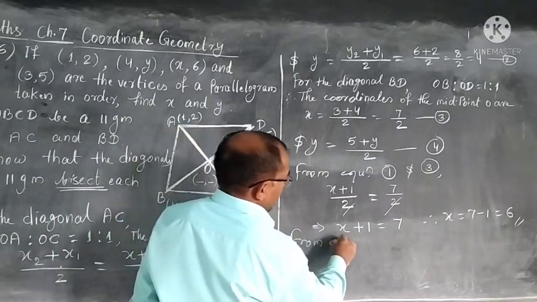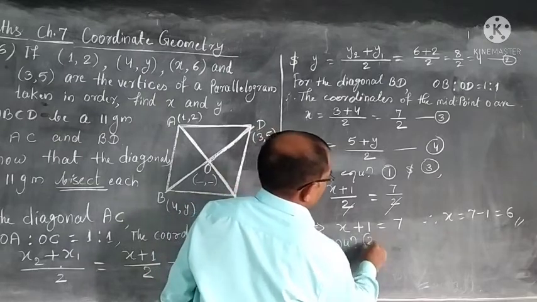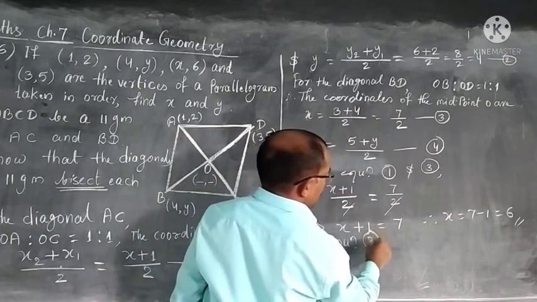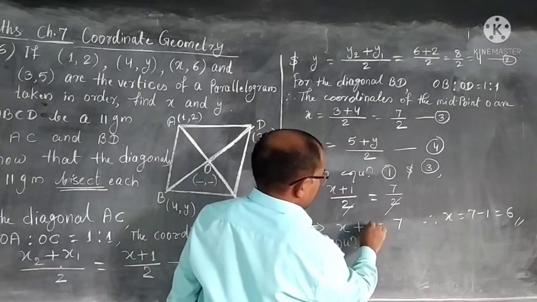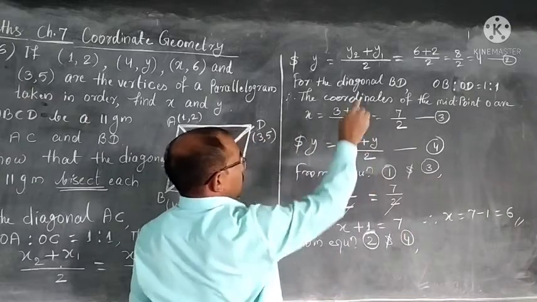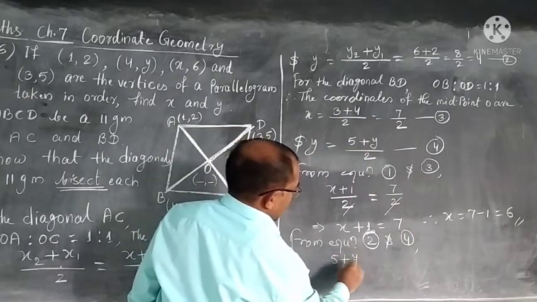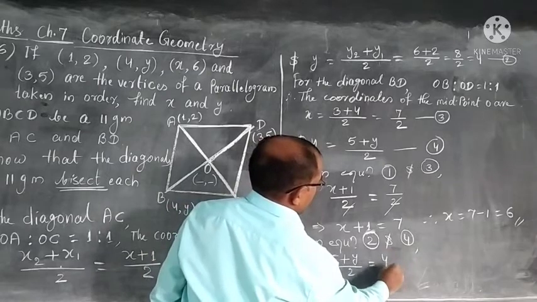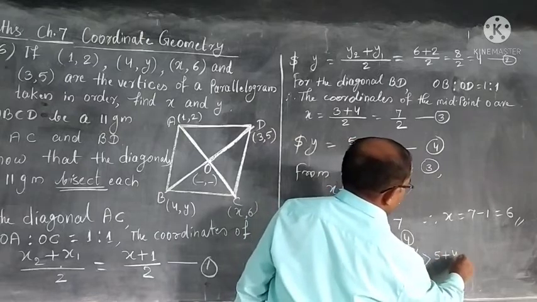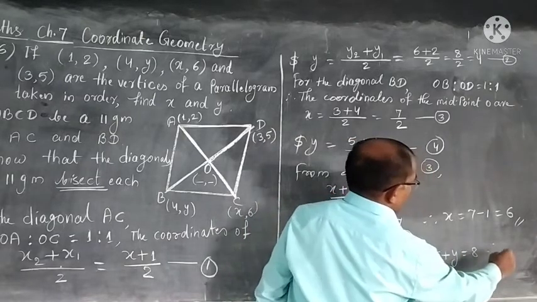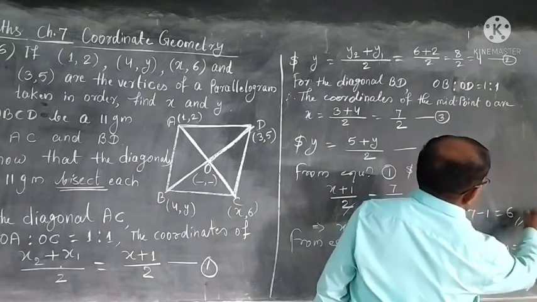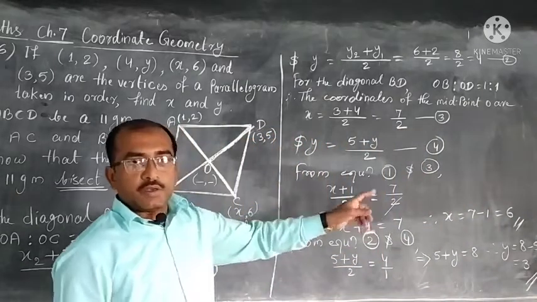And from equations 2 and 4, we get (5 plus y) by 2 is equal to 4. We do cross multiplication. What do we get here? 5 plus y equal to 4 times 2, which is 8, therefore y will be equal to 8 minus 5, that is 3. So the values of x and y will be 6 and 3.